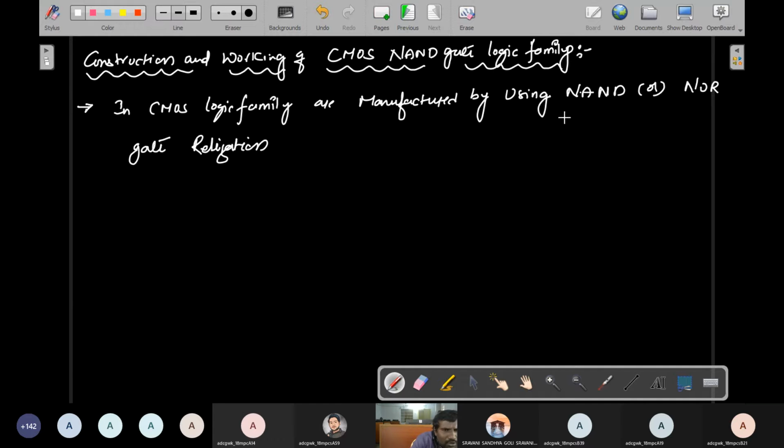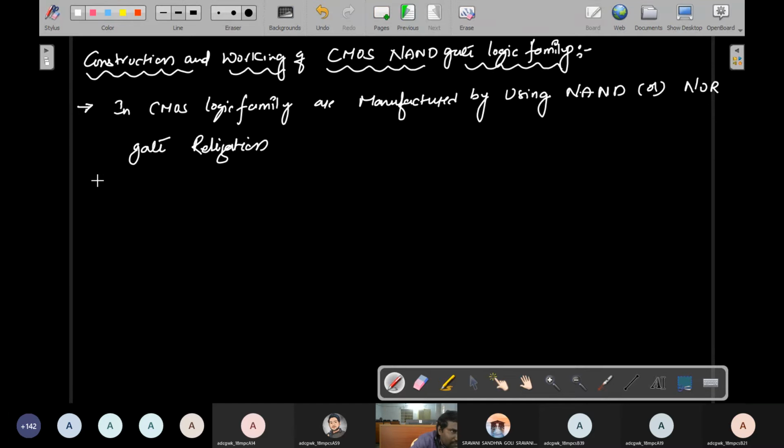Why? Because NAND and NOR gates are universal logic gates. Maximum logic families are manufactured using universal logic gates only. Why? Because with universal logic gates we can make any other logic gates. That is the only reason almost all logic families use NAND and NOR realization. So that's why CMOS logic families are manufactured using NAND or NOR realization.